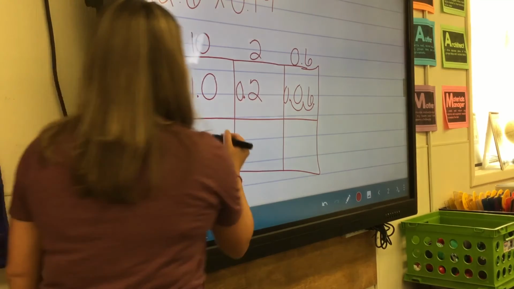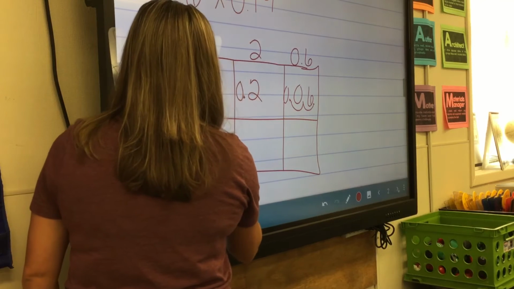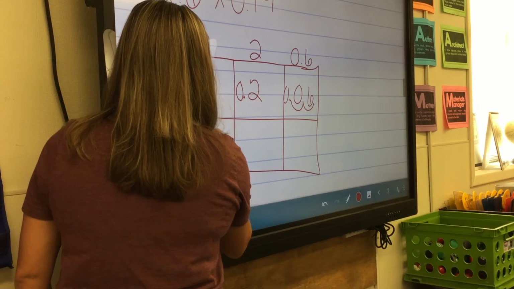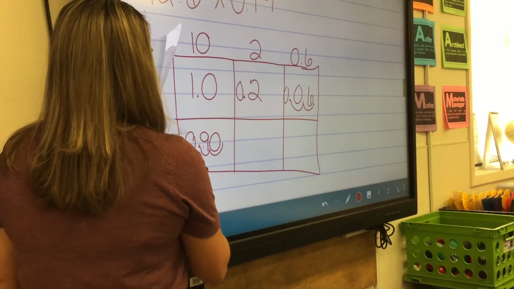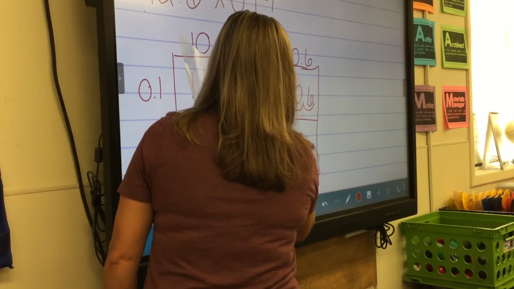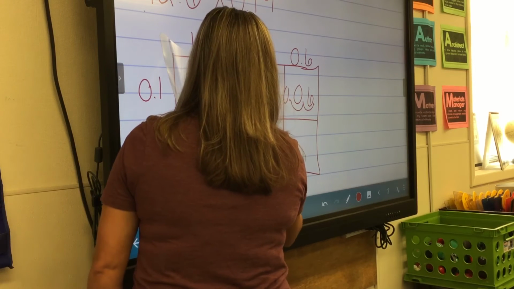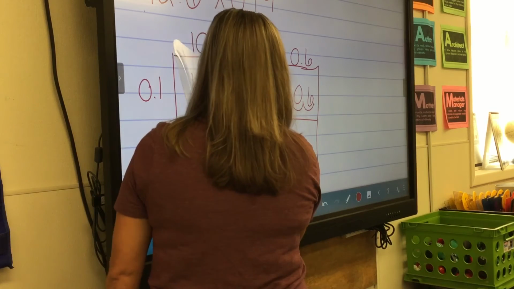90. How many places behind my decimal? 2. So I go 1, 2. My decimal's here, so it'd be 0.90. So now I have 9 times 2. 18. How many places behind my decimal? 2. 1, 2. And X my 0 for my ones place.